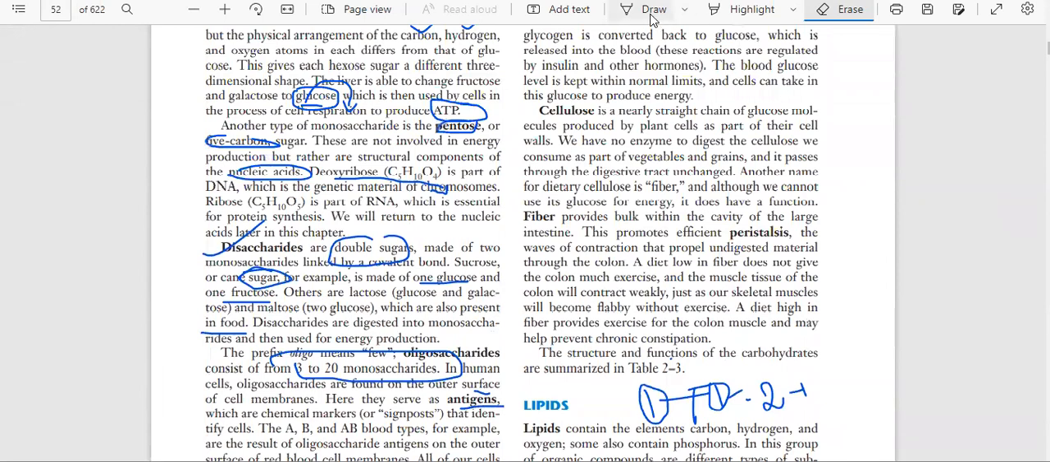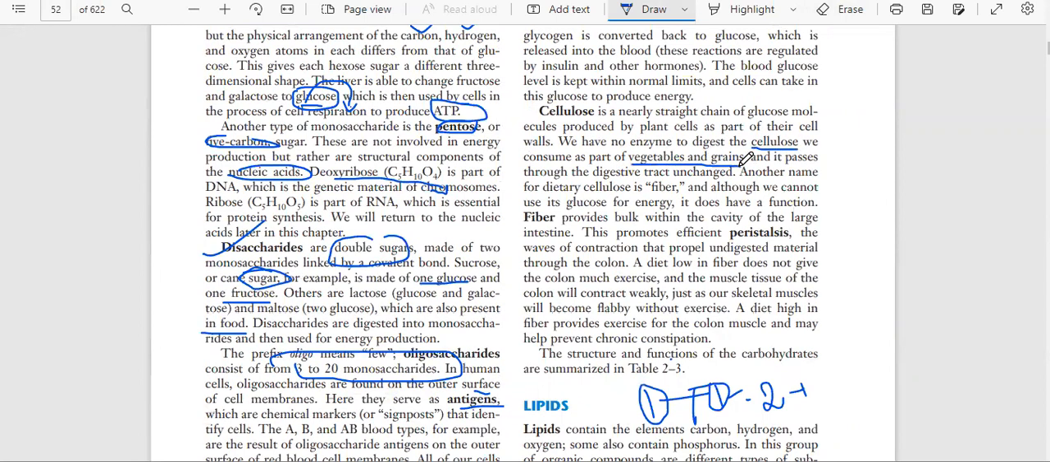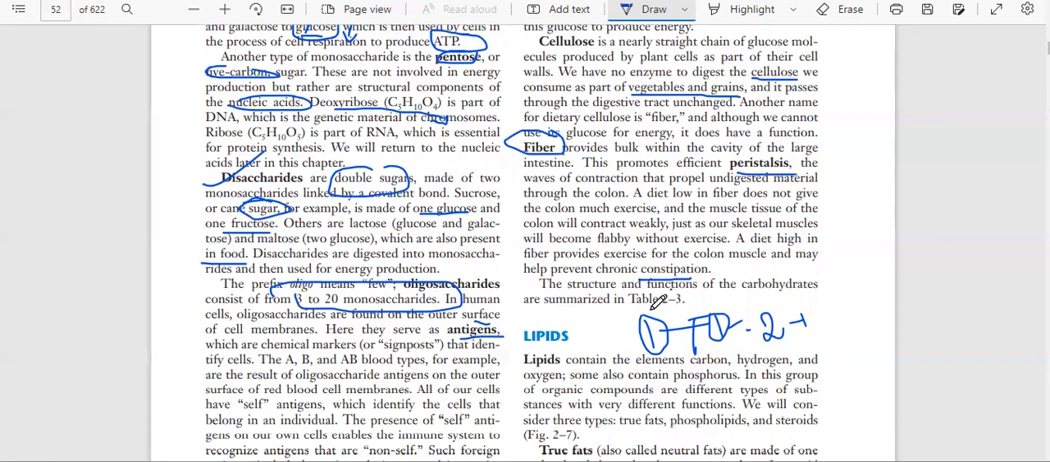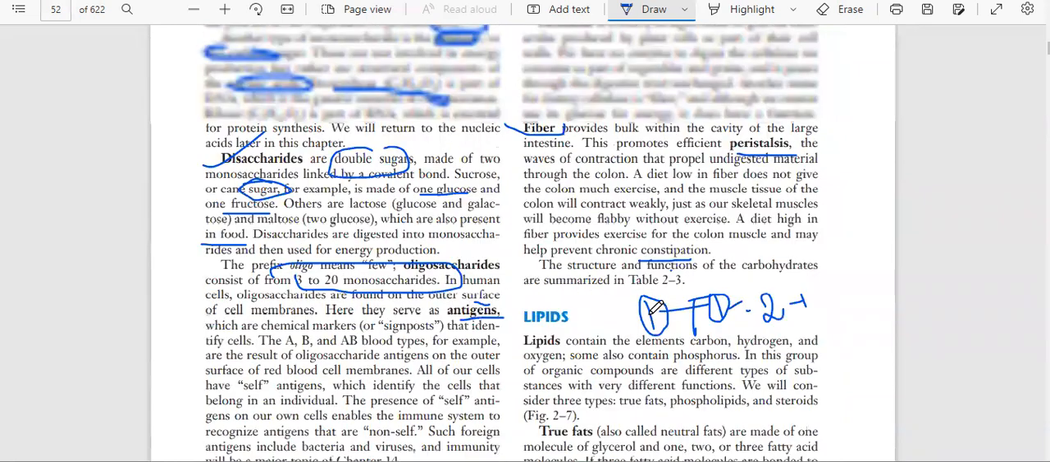What is meant by cellulose? Cellulose is a nearly straight chain of glucose molecules produced by plant cells as a part of the wall. We have no enzyme to digest cellulose. We consume it as a part of vegetables and grains, and it passes through. Cellulose is nothing but fiber. These fibers present in the body will not be utilized, absorbed, digested, or metabolized, but will be excreted by peristalsis movement from the body. So that is the reason doctors and everyone advise a high fiber diet, to excrete whatever is not necessary from the body, and also for constipation and colon health. So you need fiber.